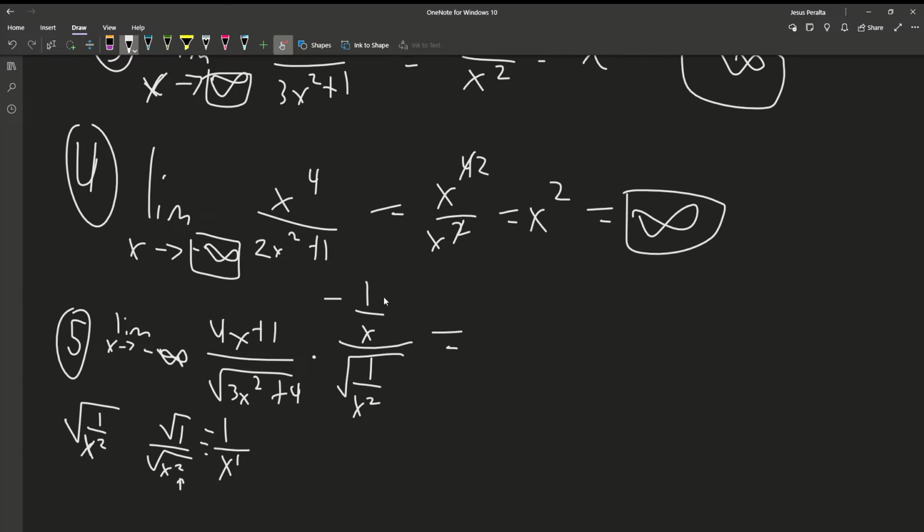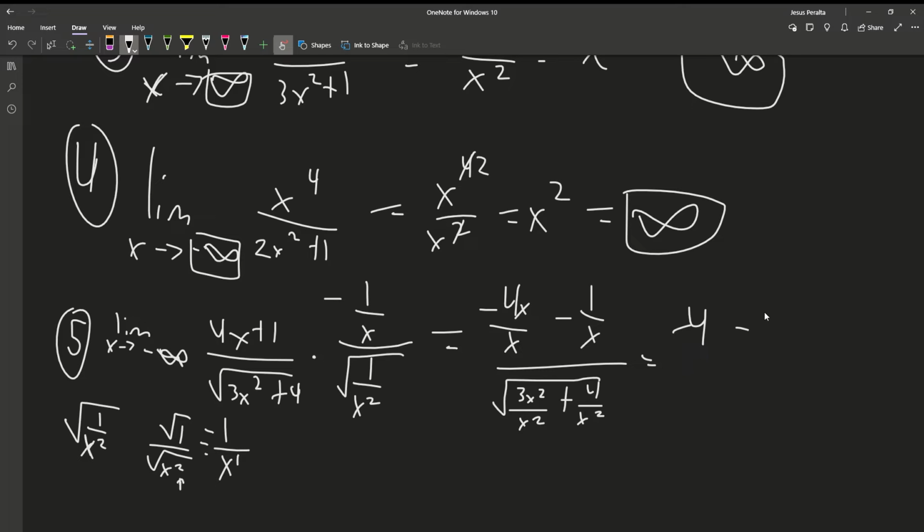So we can start with the top, negative 4x over x, and then negative 1 over x, and then the bottom would be the square root of 3x squared over x squared plus 4 over x squared. So from here we could rewrite it as negative 4 minus 1 over x, and then the x squared is cancelled, so then it's going to be square root of 3 plus 4 over x squared.